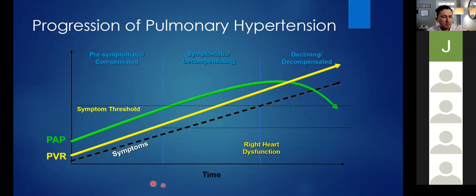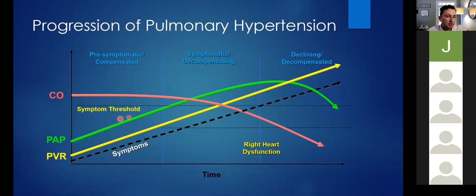And initially, the pulmonary artery pressure is going to rise in concert with the pulmonary vascular resistance in order to maintain cardiac output. So as long as the pulmonary artery pressure can increase along with the pulmonary vascular resistance, your cardiac output will remain stable or adequate, and the patient will be compensated and often pre-symptomatic.